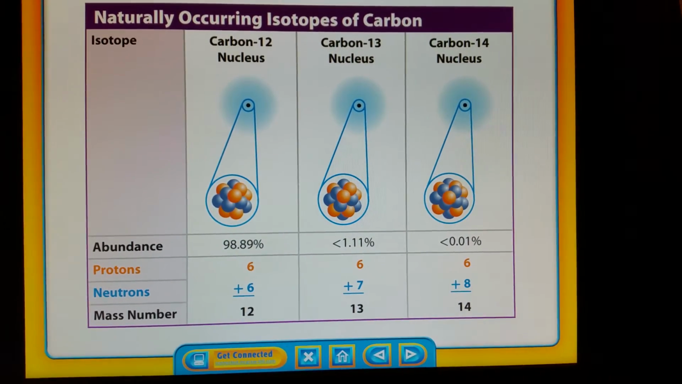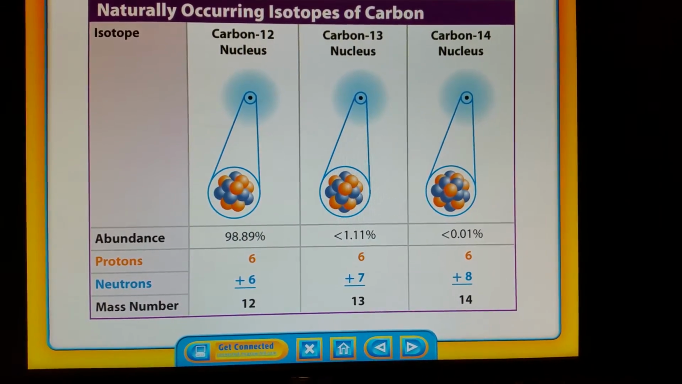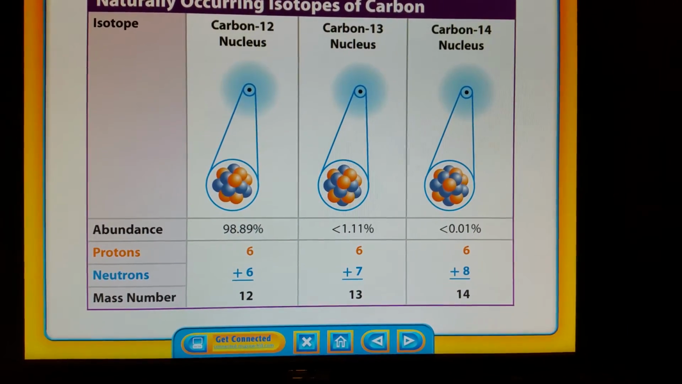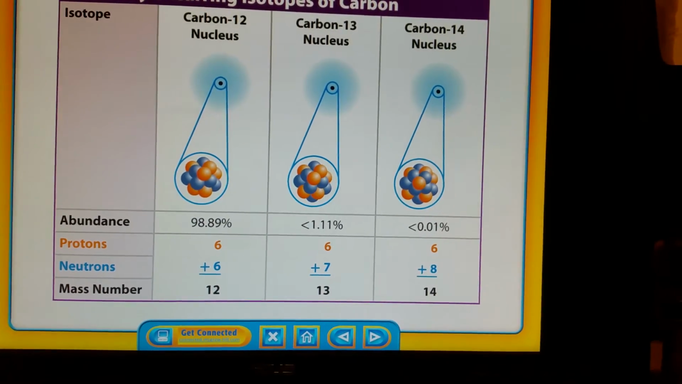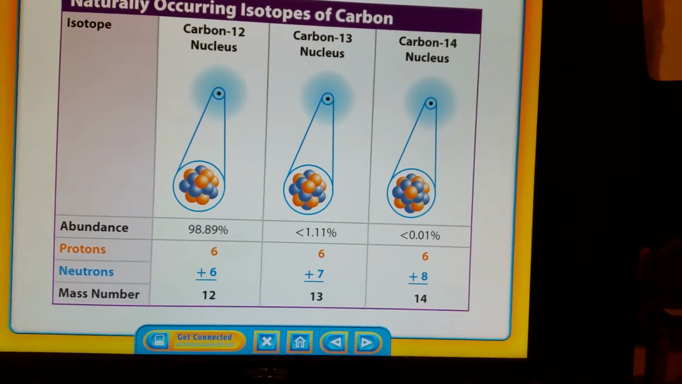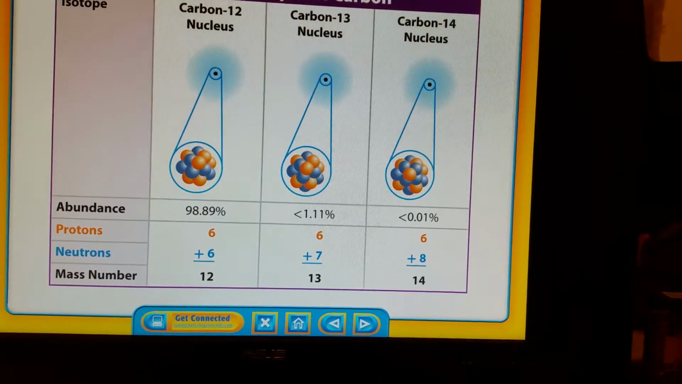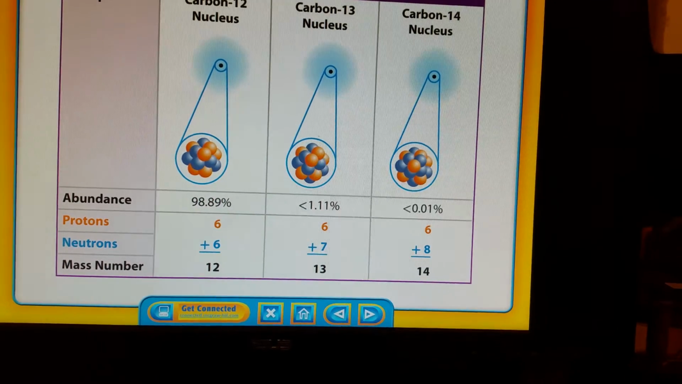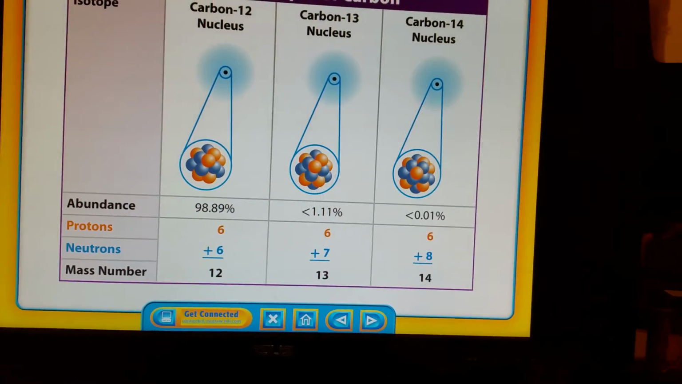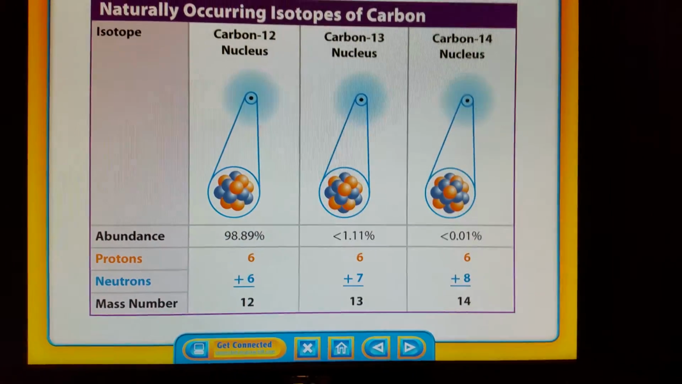All right, now let's look at carbon-13. We have 6 protons. That did not change, boys and girls. And then we have plus 7 neutrons. We see that this one has changed, boys and girls. And that gives us a total of 13. And then let's look at carbon-14. All right, there are 6 protons. And then we see that the neutrons have changed. There are 8, so that's carbon-14, which gives us a total of 14.